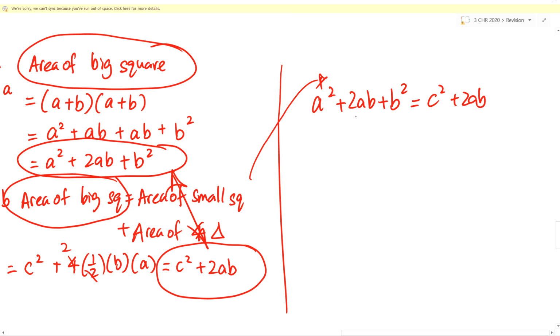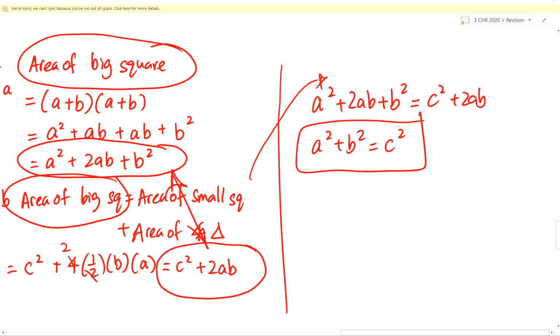So you see, I've got 2AB over here, I've got 2AB over here. I can remove both of them. I can subtract 2AB on both sides. So when I do so, I'm left with A squared plus B squared equals C squared. And that's our Pythagoras theorem right here. This is one way to derive the Pythagoras theorem.